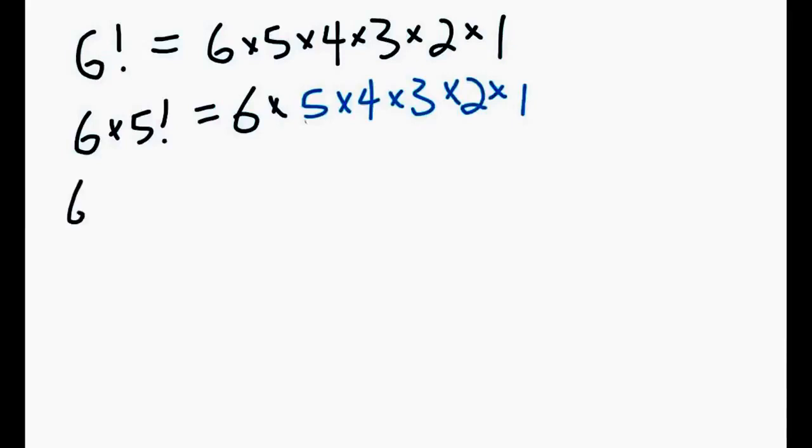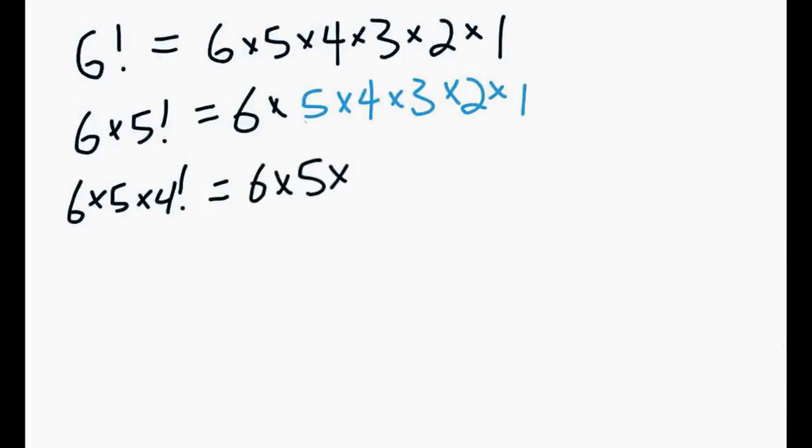If I did 6 times 5 times 4 factorial, you can see that those would also be the same, because now it's going to be 6 times 5 is our regular numbers, and then 4 factorial would be 4, 3, 2, 1. So you can always break up the factorial into sort of smaller components, and you'd get the exact same answer.